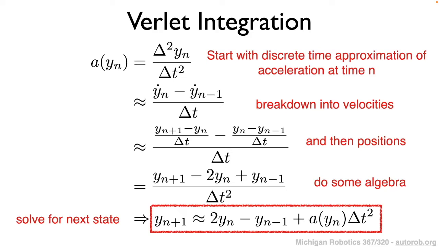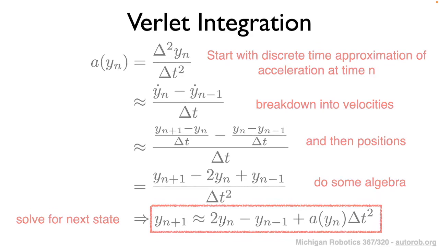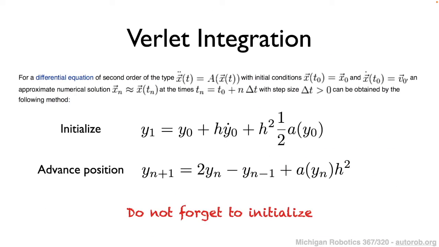And so this is the key step for performing Verlet integration. One other important detail, though, is that this particular equation for advancing the state of the system depends on the previous state of the system, right? So in other words, the second equation on this slide, y n plus 1 equals 2 y sub n minus y n minus 1 plus the acceleration at time n.